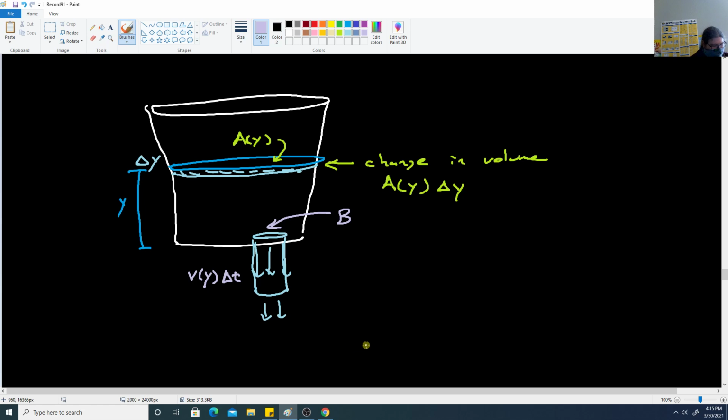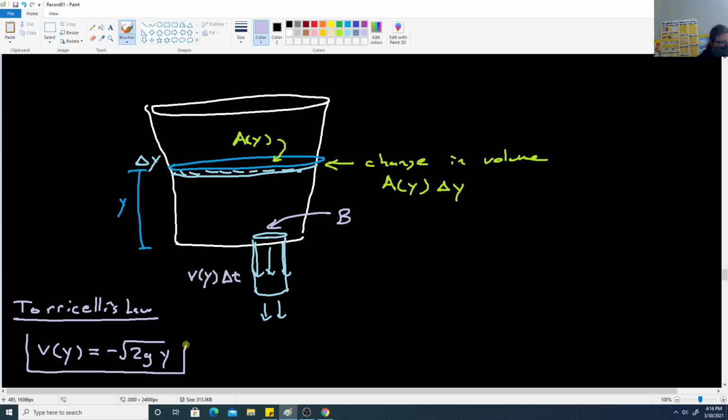To represent V of y, we're going to use Torricelli's law. What this says is the velocity V of y equals negative square root of 2 times the gravitational constant times the height of your water. We're going to use that to represent the velocity of the water coming out the bottom, which depends on what the water level in the bucket is.